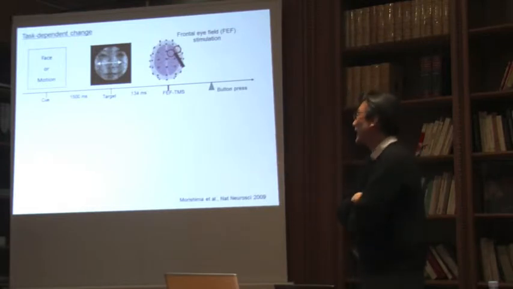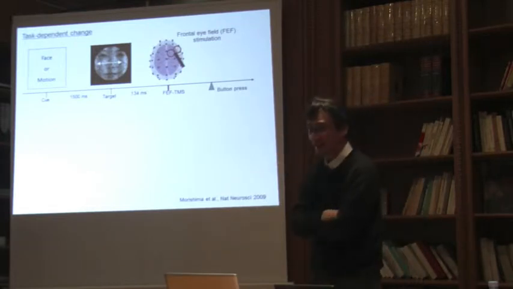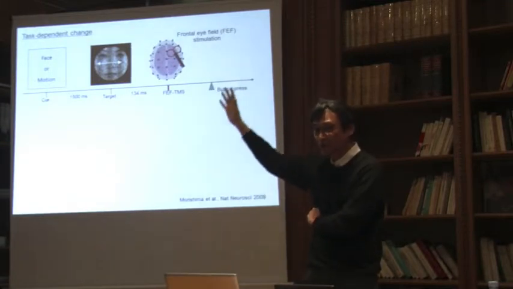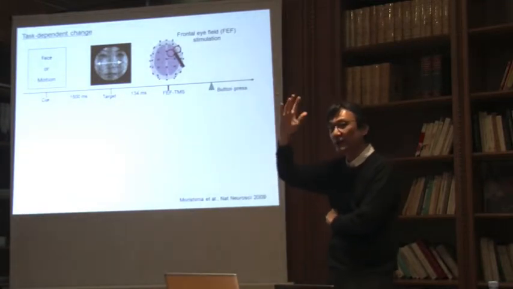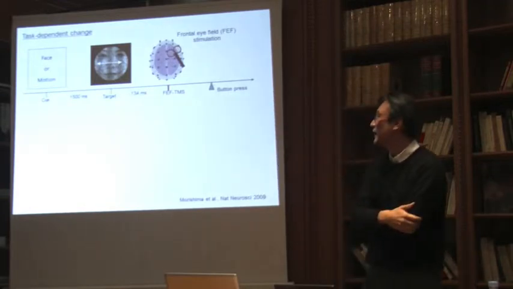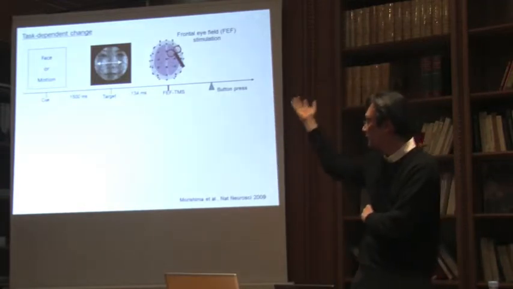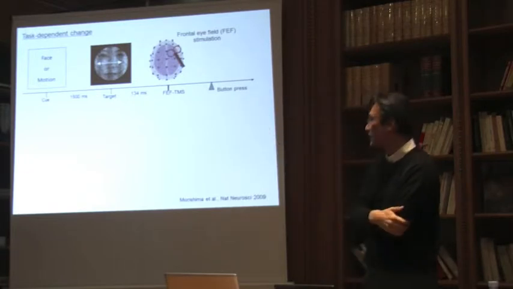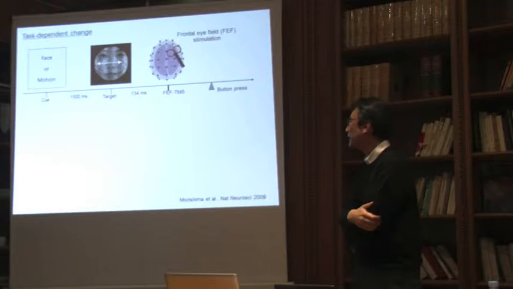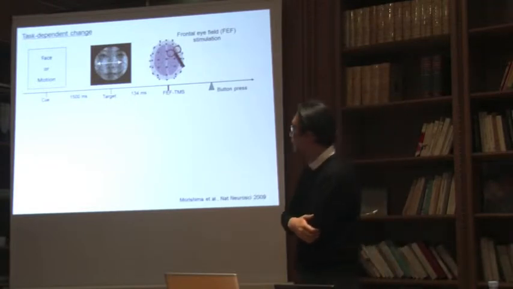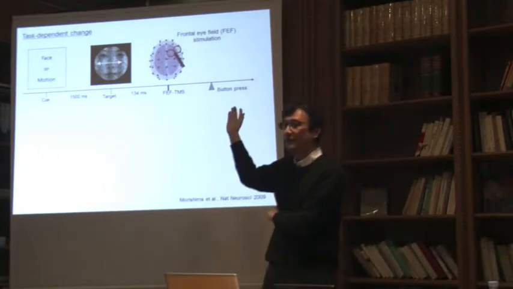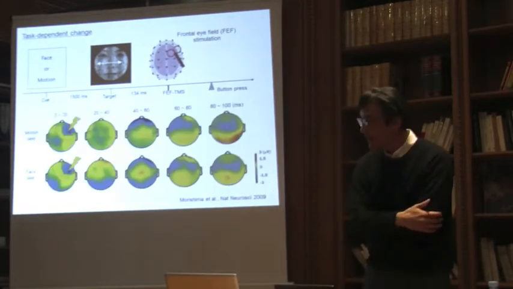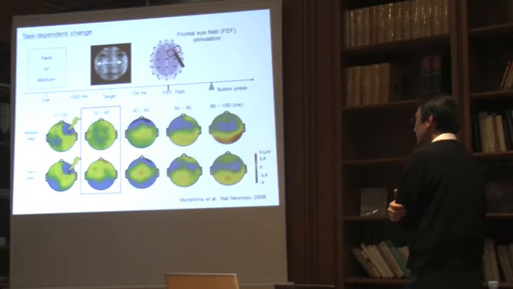But anyway, subjects watched a visual face image superimposed on a vertical grating, which is moving toward right or left. And the task is to judge the gender of the face image or the direction of the motion based on the task instruction cue. And we gave a single pulse TMS over the right FEF at 134 milliseconds after the target onset. And here's the time series of topographies.